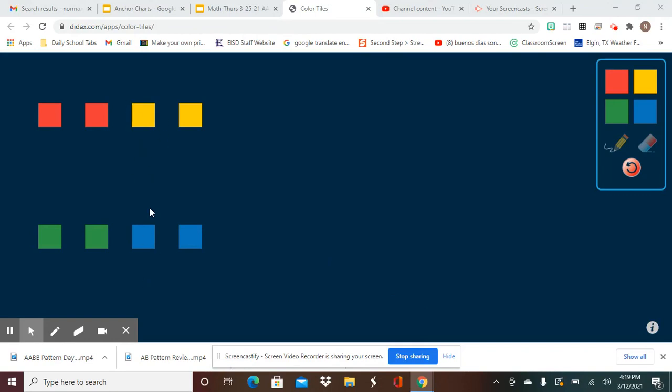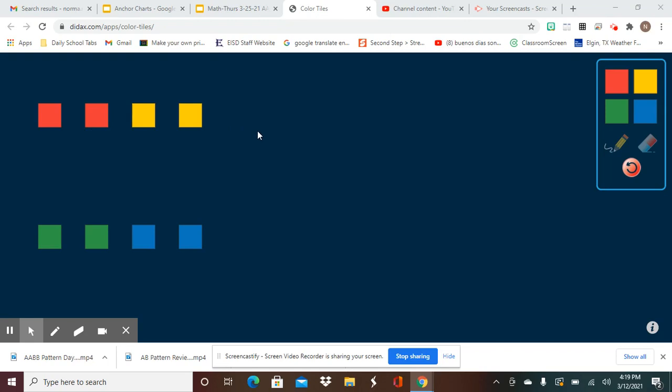Here we have 2 different ones. We're going to start with this one first. So here, red is for A and yellow is for B. So this will be A, A, B, B. Or we can say red, red, yellow, yellow, or 2 reds and 2 yellows. This is our rule, our clue. So now we have to finish the pattern. So we have red, red, yellow, yellow.